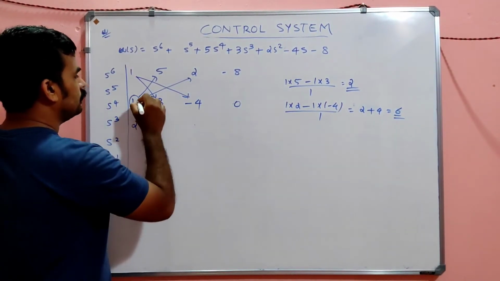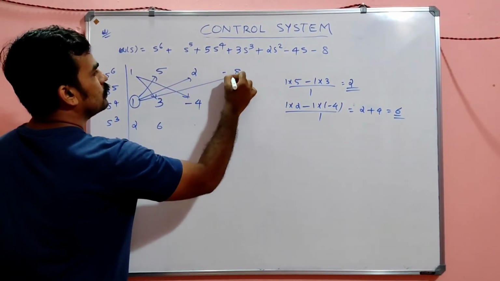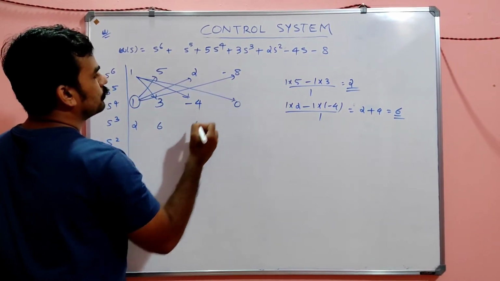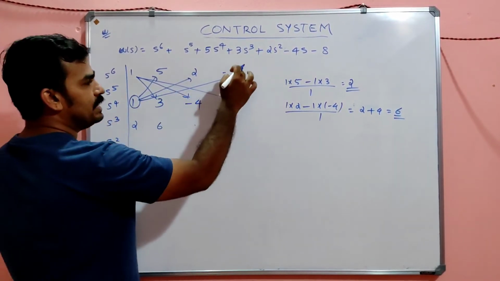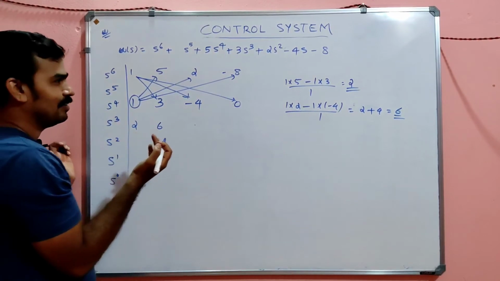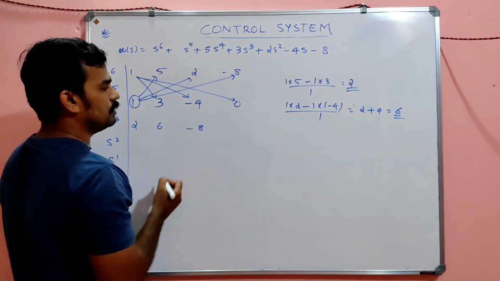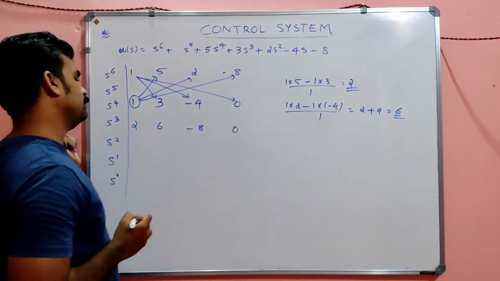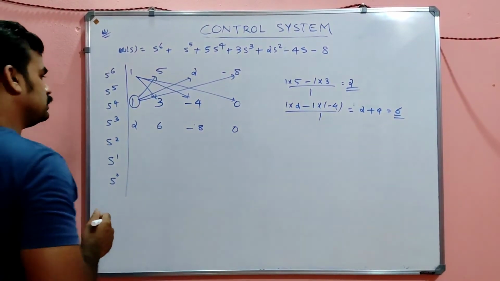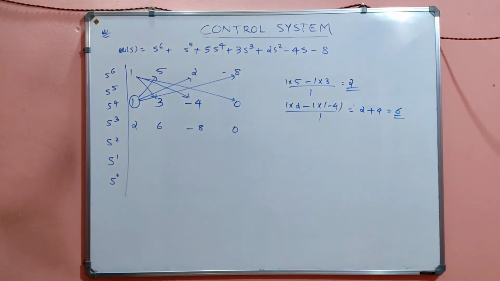For finding this element, this into this minus this into 0 divided by this. So 1 into minus 8 divided by 1. Correct now? So simply minus 8. Remaining is nothing, so it will be 0. Okay? 2, 6, minus 8, 0.